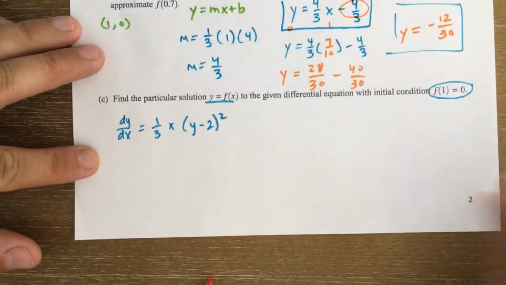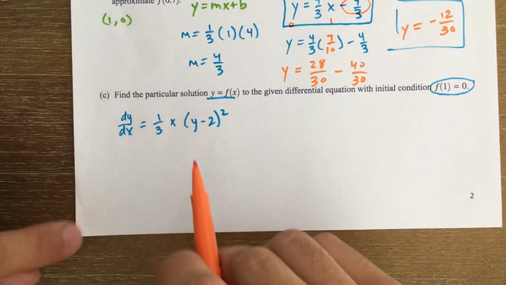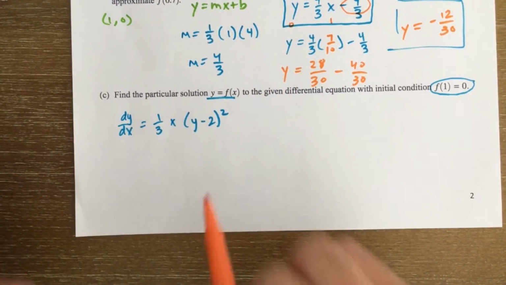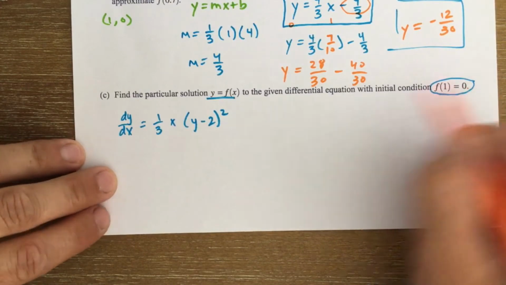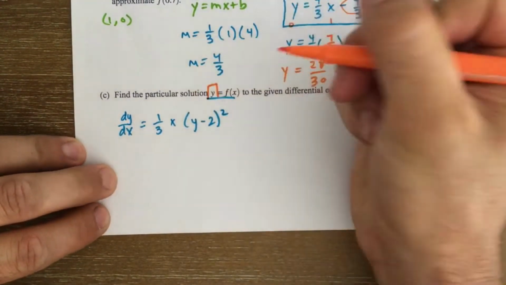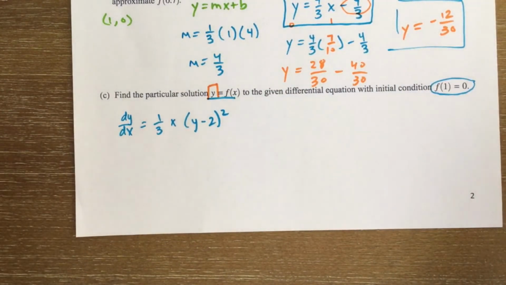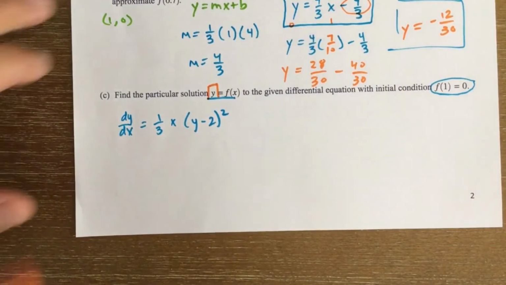minus 2 squared. They want me to separate the variables, which will probably be worth a point. They want me to integrate both sides, which will probably be worth a point. They want me to take this x is 1 and y is 0, plug it in, solve for c, and then the last part is, because they wrote that little portion, they want me to actually solve for y. So rearrange the thing so it says y equals and then a bunch of junk. So that's going to be my plan moving forward.